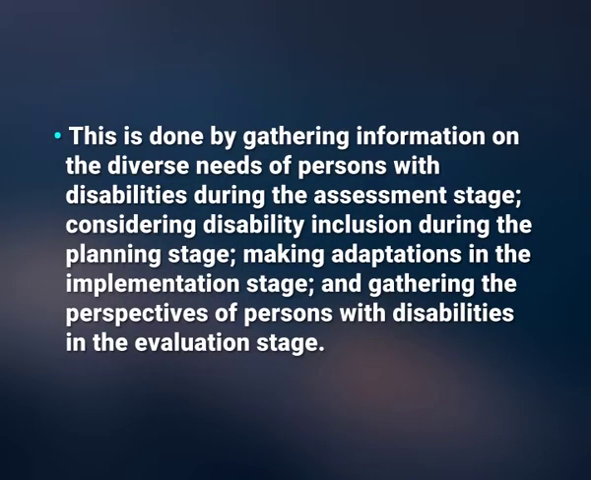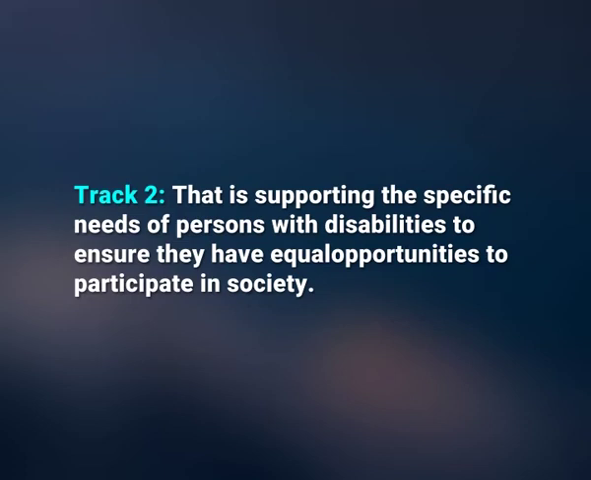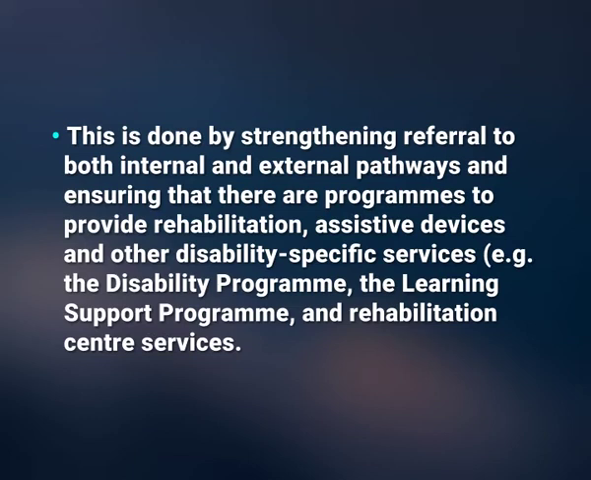This is done by gathering information on the diverse needs of persons with disabilities during the assessment stage, considering disability inclusion during the planning stage, making adaptations in the implementation stage, and gathering the perspectives of persons with disability in the evaluation stage. Now, track two: supporting the specific needs of persons with disabilities to ensure they have equal opportunities to participate in society. This is done by strengthening referral to both internal and external pathways and ensuring that there are programs to provide rehabilitation, assistive devices and other disability specific services. And what can they be? The disability program, the learning support program and the rehabilitation center services.